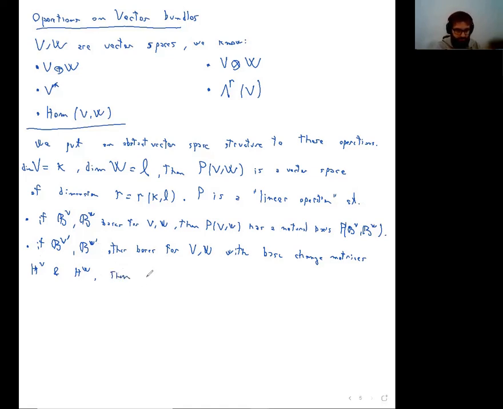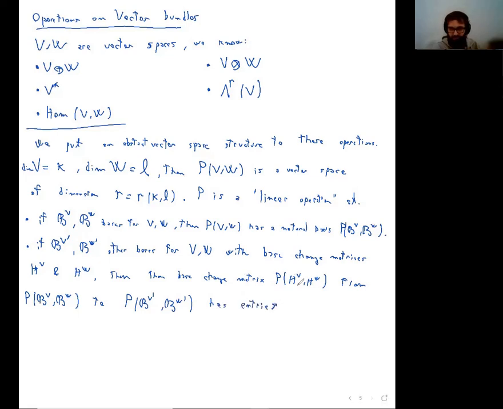Then we're also given the base change matrix B(H_V, H_W) from P of B_V, B_W to P of B_V prime, B_W prime. The base change matrix has entries. So we're given this matrix, and then one thing that we want is that the entries of this matrix must be polynomials in the entries of H_V and H_W.